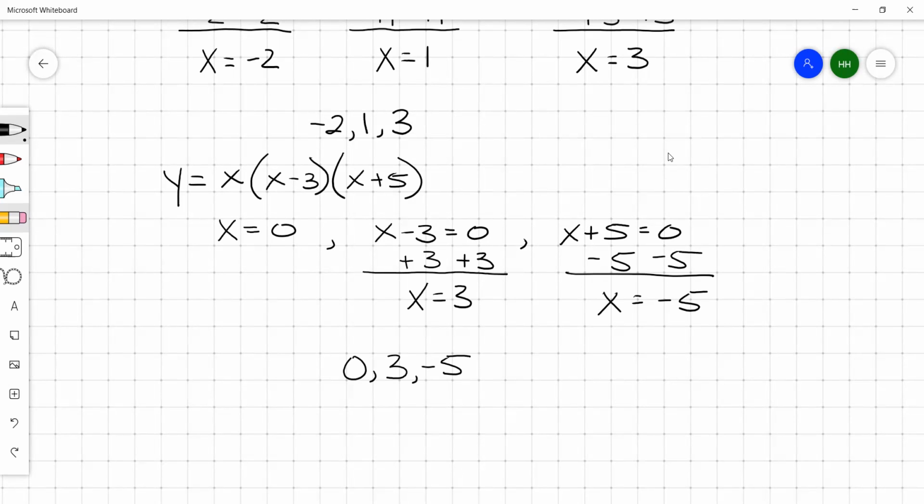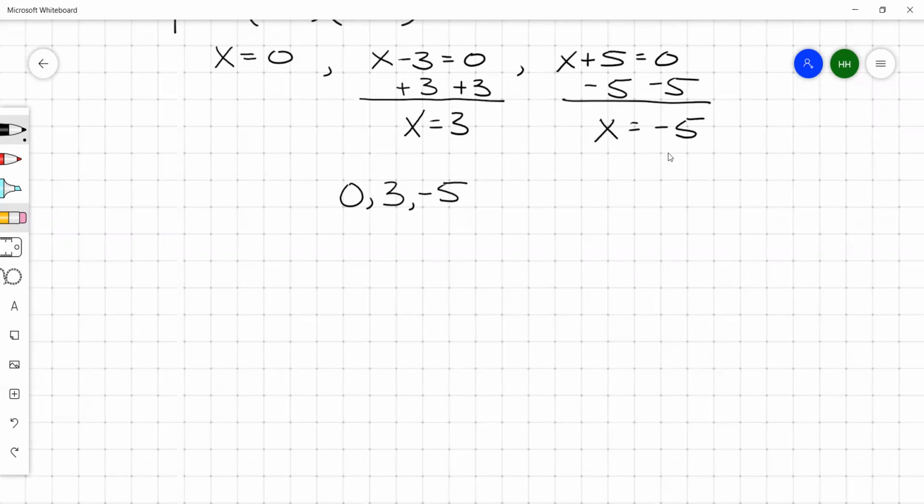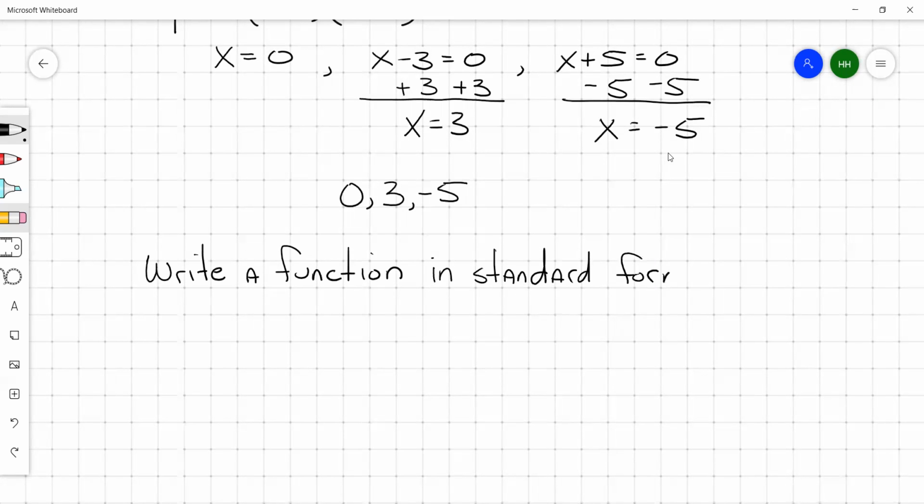Now, in the second part of your assignment, you're going to be asked to write a function in standard form with the given zeros.